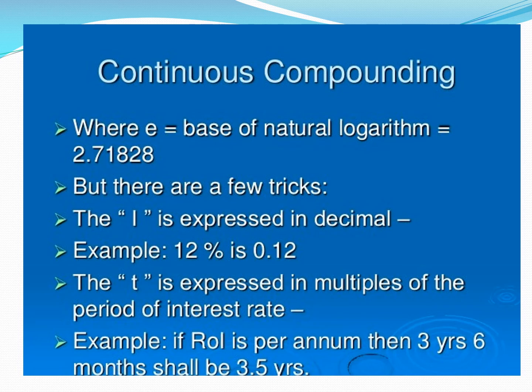But there are a few tricks. The I is expressed in decimal, for example 12% is 0.12. The t is expressed in multiples of the period of the interest rate. If the rate is per annum, then 6 months shall be 0.5 years, and 3.5 years stays as 3.5.